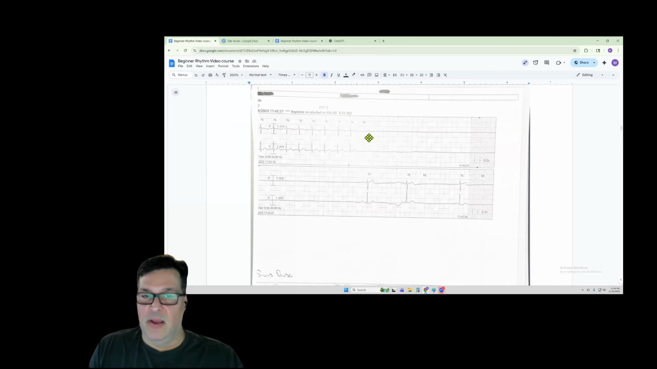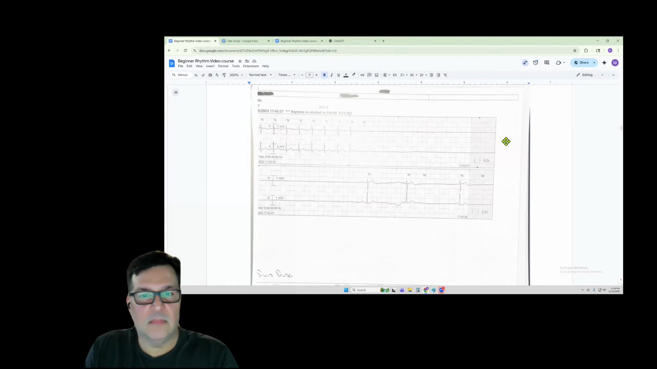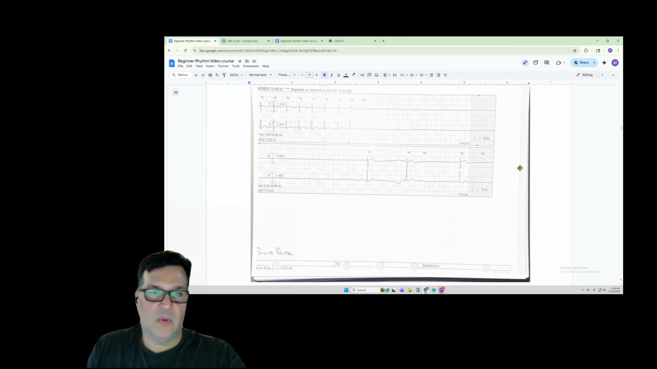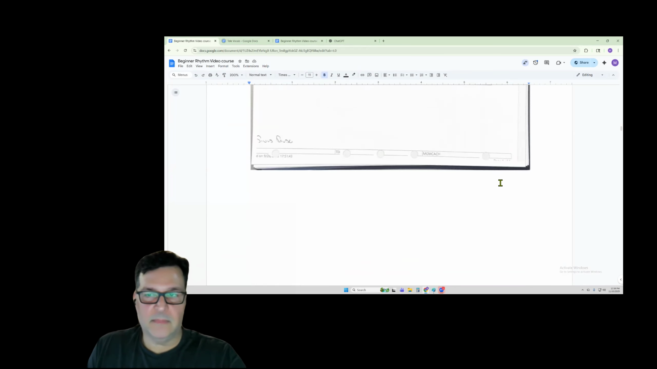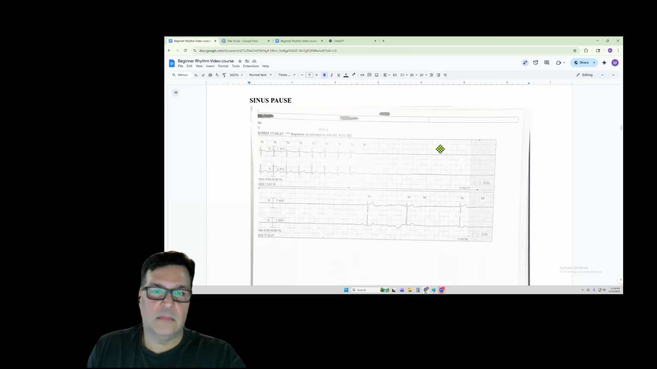You have no PAC, right? You have no extra P wave. It's just a flat line. So there will be times where you'll have pauses that are not because of ectopy. That makes sense. And you kind of use your other aspects that help you cue in if it's a compensatory pause after a PAC or not. Right, because you would have an early beat. Yeah.